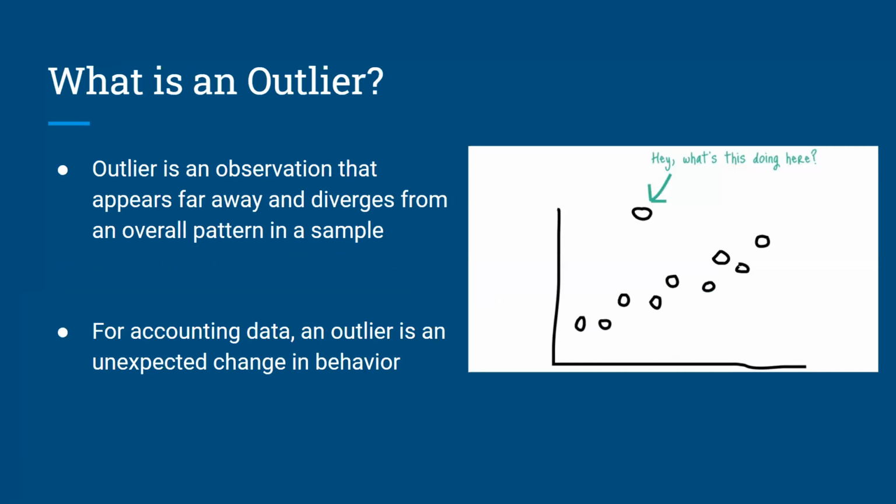So we're going to first start off with defining what an outlier is. An outlier is just an observation that appears far away and diverges from an overall pattern in a sample. And for the accounting data, we're going to see that an outlier is an unexpected change in behavior.